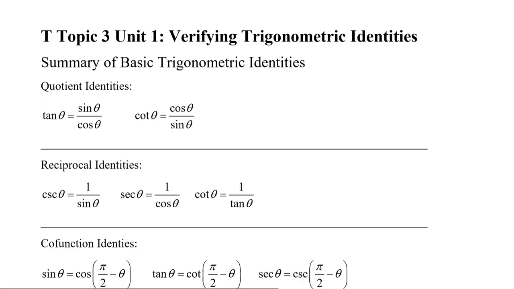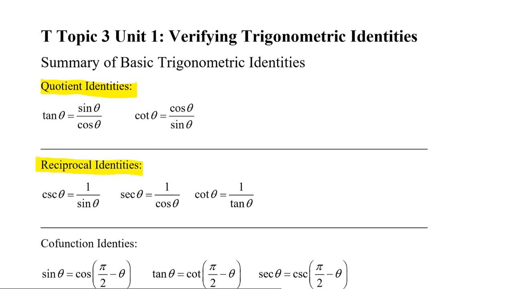Welcome to Topic 3, Unit 1, Verifying Trigonometric Identities. First, we're going to start by looking at a summary of the basic trigonometric identities that we've already learned. We've learned the quotient identities, that tangent is sine over cosine and cotangent is cosine over sine.